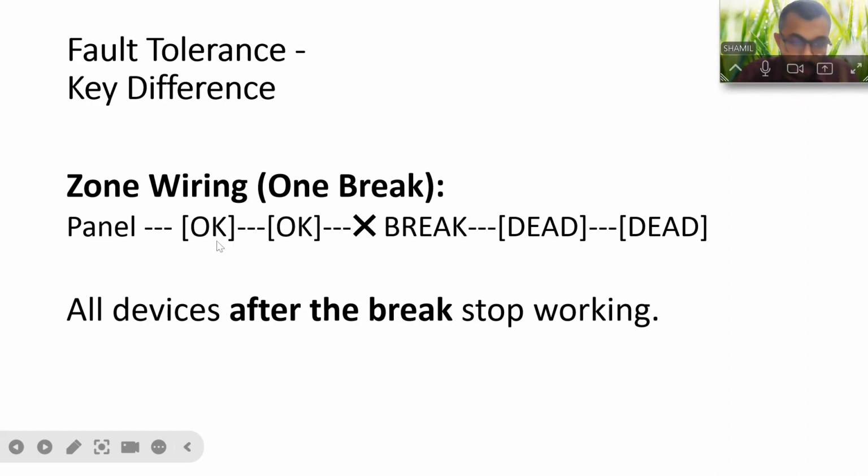So the first device will be okay, the second device will be okay. When it comes to the third device, there's a fault in it. When there's a fault, it breaks the communication with the rest of the devices, that is the devices after that. Okay, it need not be only in the device, it could be in the circuit as well. Maybe a short circuit or open circuit can happen. So if there is a fault in the circuit, the devices which appear after the fault will not be able to communicate with the panel. Because of that, the communication is lost, and we will not be able to monitor that zone. So that is one issue with the zone wiring.